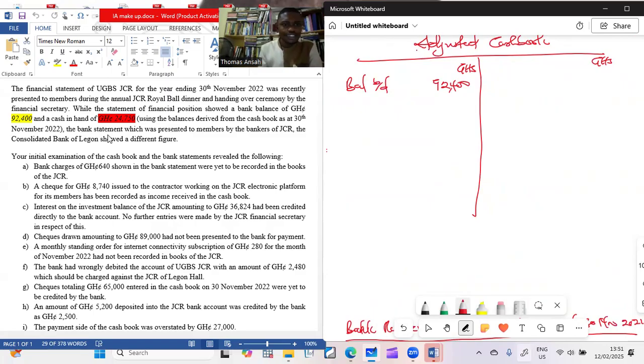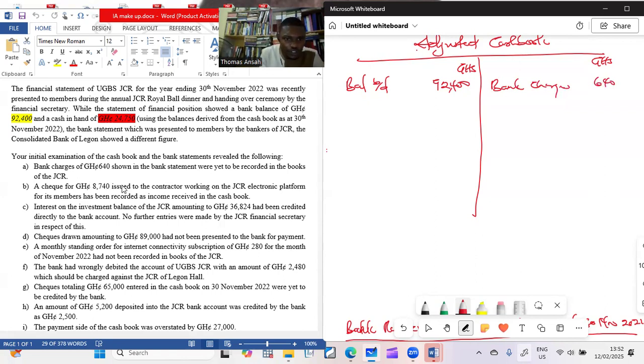All right, and the cash in hand. You see, we are doing a bank reconciliation statement, not a cash in hand statement. So this information becomes a tricky statement. You need to leave it alone. Then it says that there are bank charges showing in the statement, but that have not been recorded. So you come here, bank charges, that is 640.